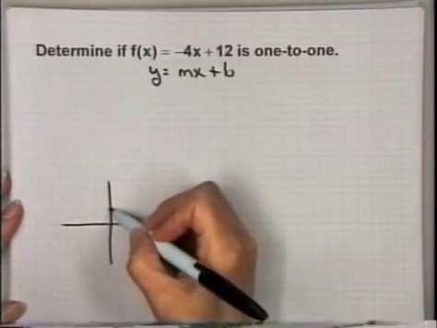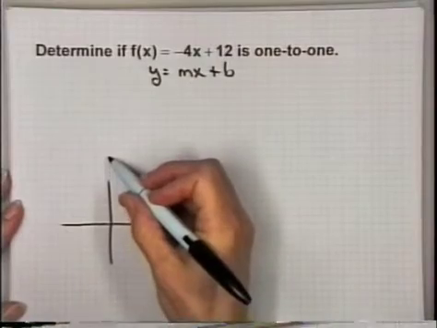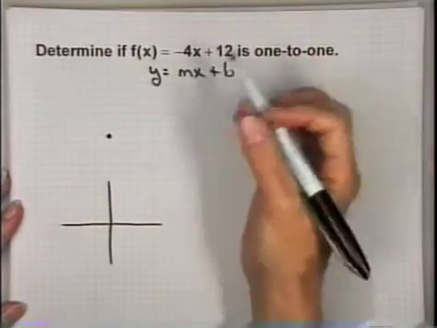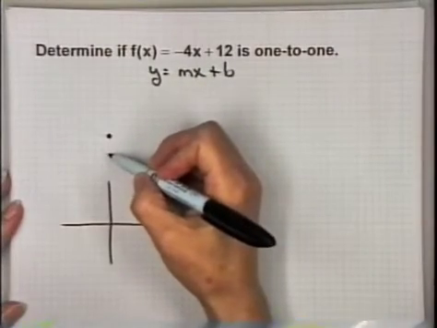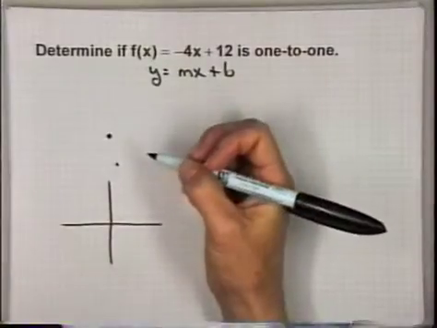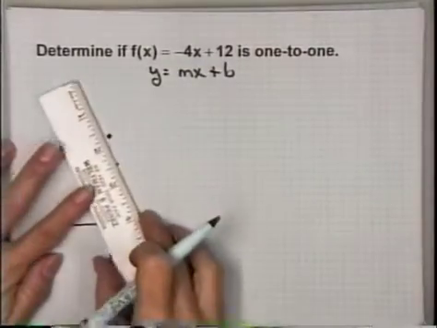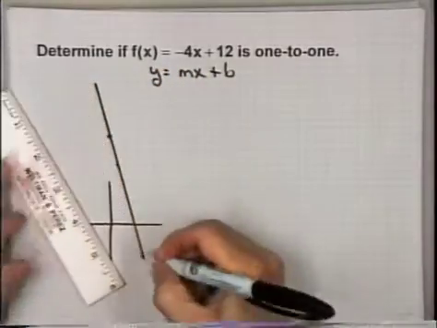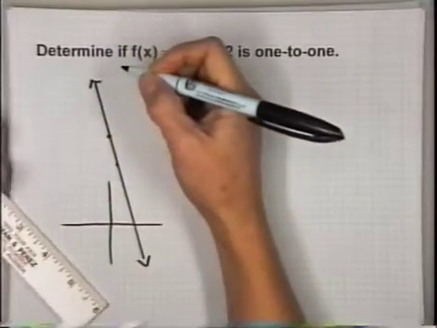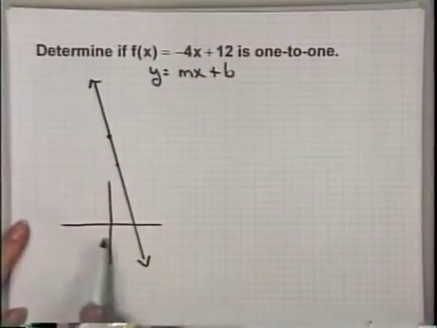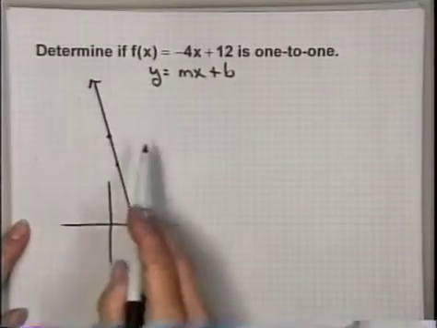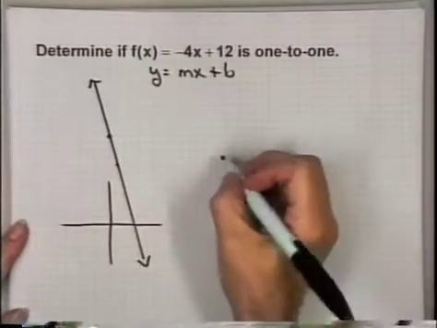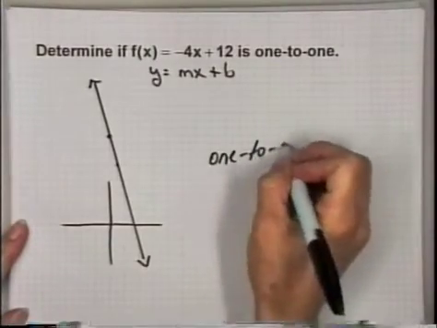Okay, let's count up. 1, 2, 3, 4, 5, 6, 7, 8, 9, 10, 11, 12. I'll cross it 0, 12. My slope is negative 4. So from this point down 1, 2, 3, 4, and to the right 1, I would have this line slanting down like so. Now, as you can see, if I pass horizontal lines across this graph, my horizontal lines will intersect the graph only once. So this is a one-to-one function.